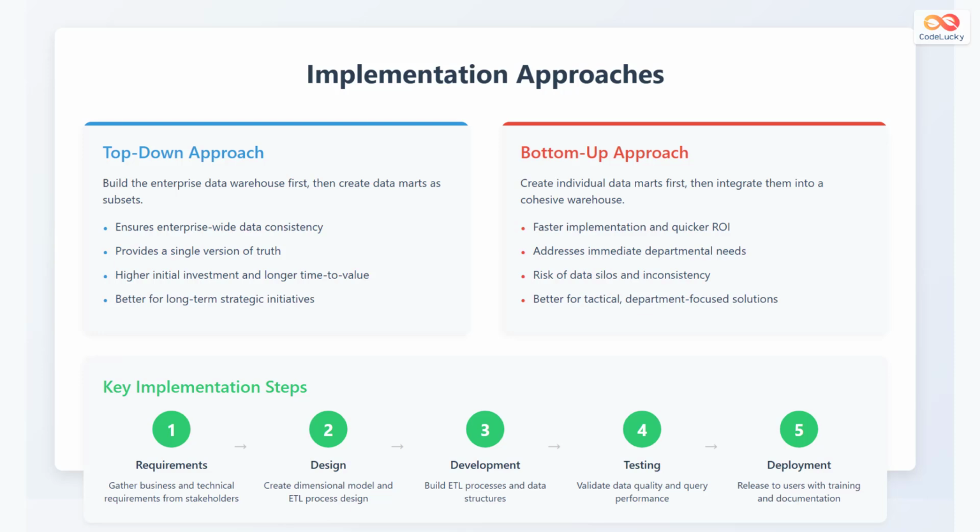In the bottom-up approach, you create individual data marts first, then integrate them into a cohesive warehouse. This allows for faster implementation and quicker return on investment, addresses immediate departmental needs, poses a risk of data silos and inconsistency, and is better for tactical department-focused solutions. Key implementation steps include requirements gathering, design, development, testing, and deployment.